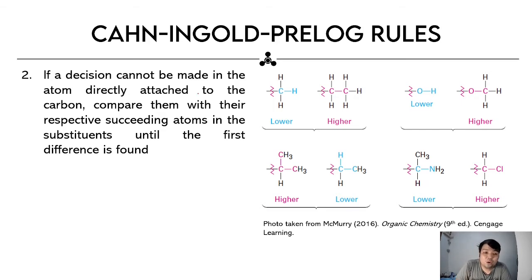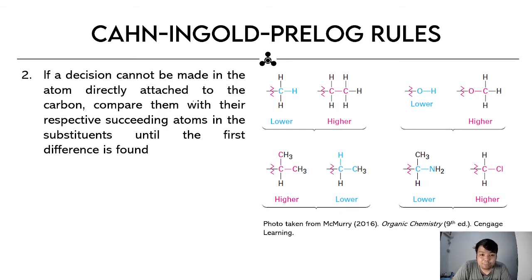So what you do first is you look at the atom directly attached to the chiral carbon. If the atoms directly attached to the chiral carbon are the same or have the same atomic mass, you move to the next atom of attachment. Then you repeat this until a first difference is found.